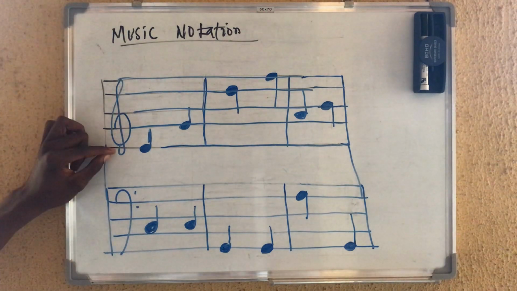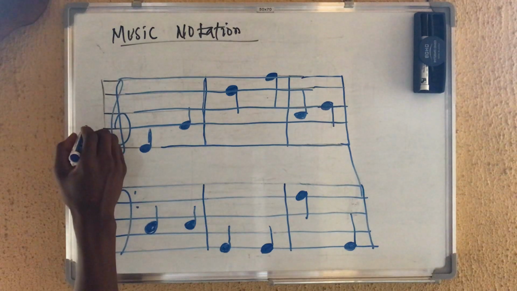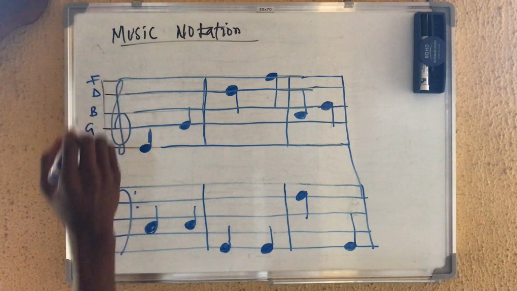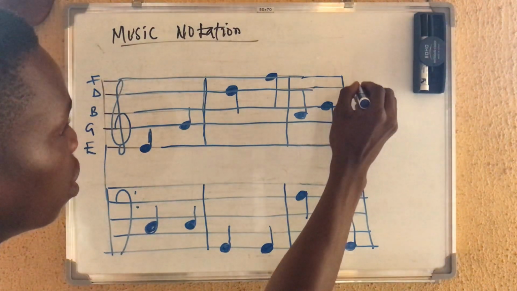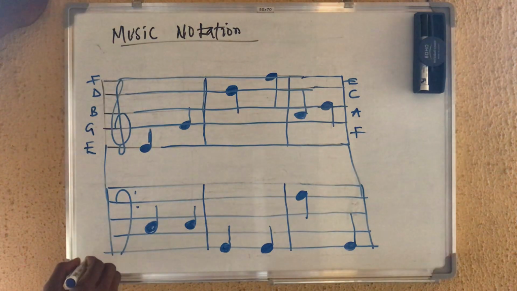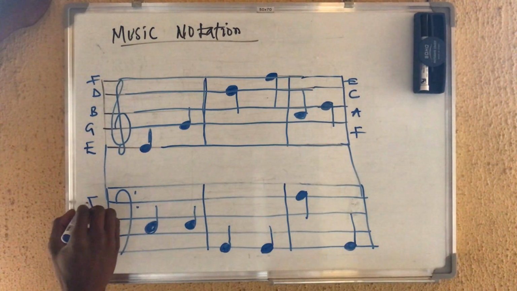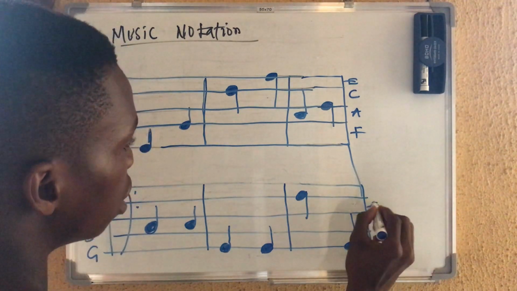This is line E. E, G, B, D, F. Okay, then the space: F, A, C, E. Then here is G, B, D, F, A. Then the space is A, C, E, G.